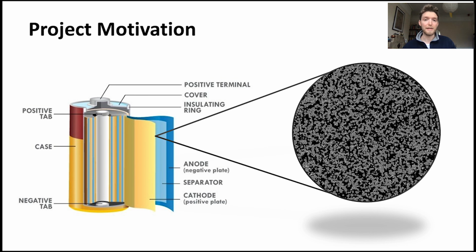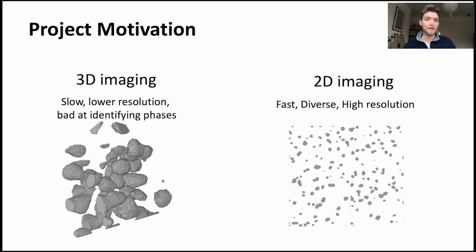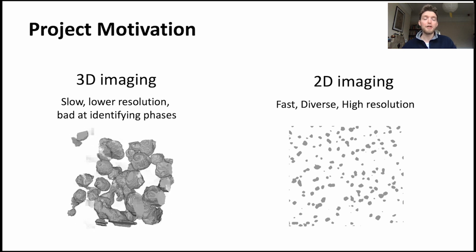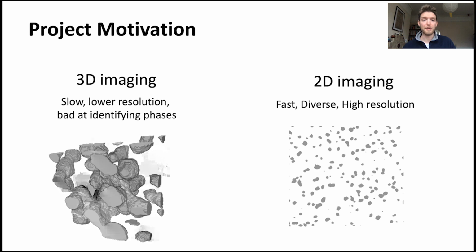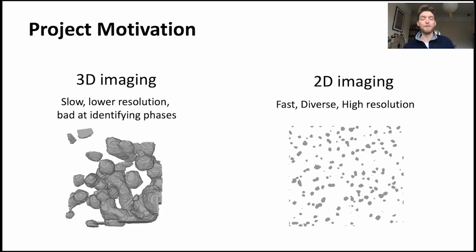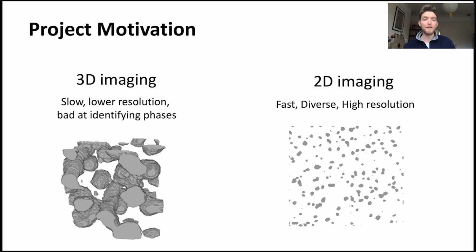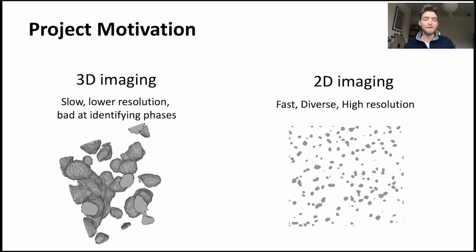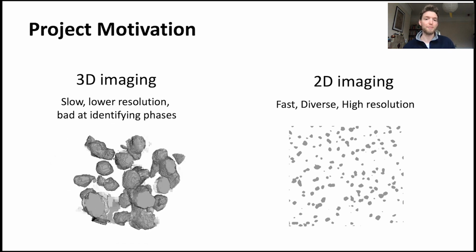But in order to do 3D modeling, we need 3D datasets. And in order to obtain 3D datasets, we have to do 3D imaging. Now, unfortunately, 3D imaging is often slower and limited to lower resolutions compared to their 2D counterparts. So it would be really nice if we could take some high-resolution 2D images of a battery, project those features up into 3D and do some high-fidelity modeling where we can extract some subtle microstructural effects on performance.